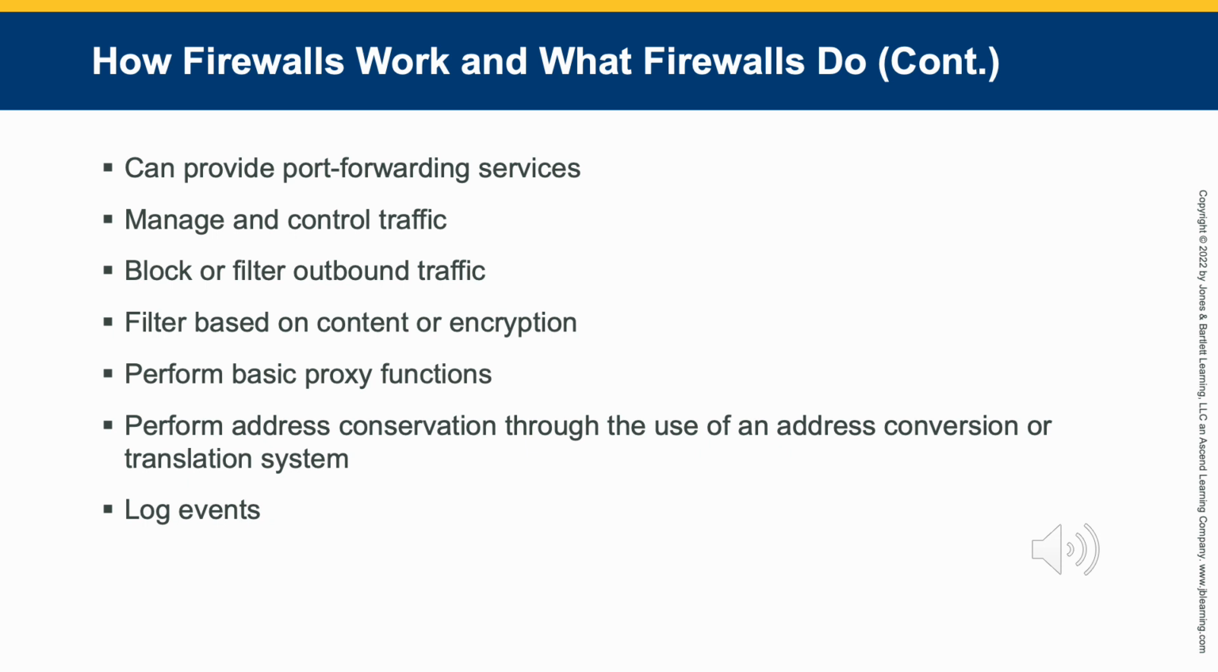Firewalls can provide port forwarding services, manage and control traffic, block or filter outbound traffic, and filter based on content or encryption. They perform basic proxy functions, and can perform address conservation through the use of an address translation system known as NAT, Network Address Translation, or PAT, Port Address Translation. It also logs events.